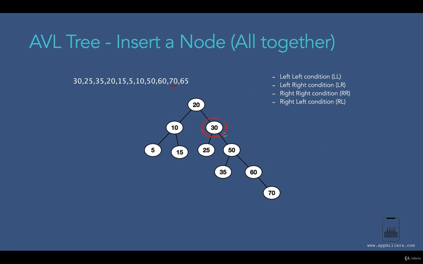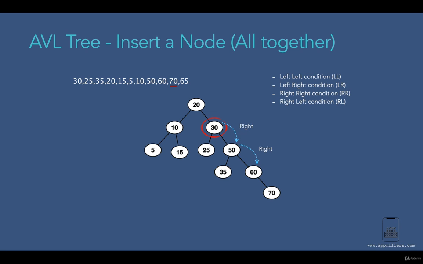So this means that 30 over here is the disbalanced node. Now in this case, after identifying the disbalanced node, we need to identify the condition. So here again we are going to find a path from this 30 to its grandchild, and we are going to take the child whose height is greater. Now in this case the grandchild of 60's height is greater, so we are going to find a path from 30 to 60. Now in this case we are going to continue to right and right.